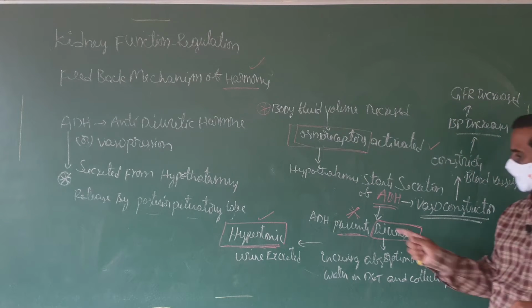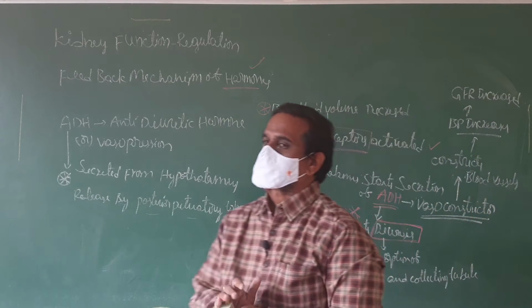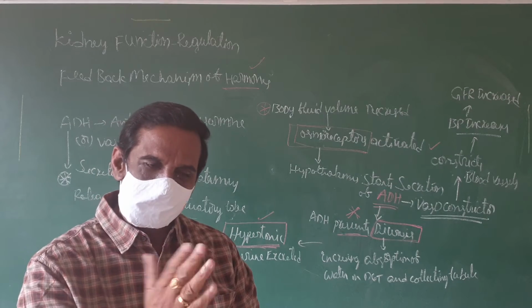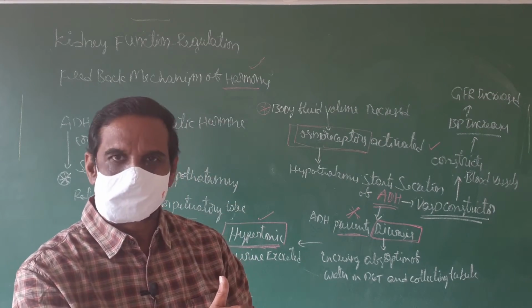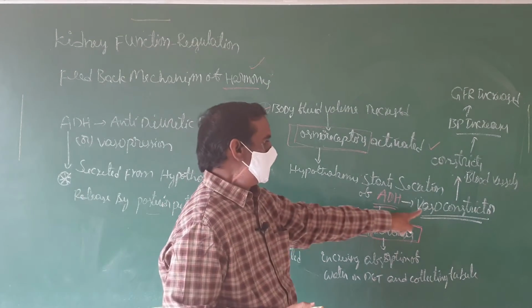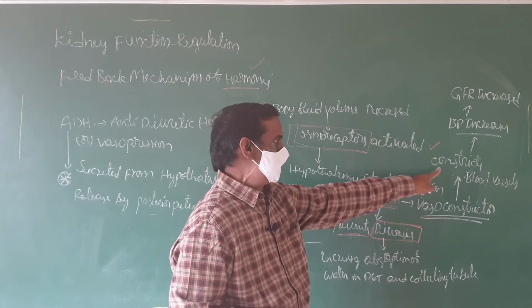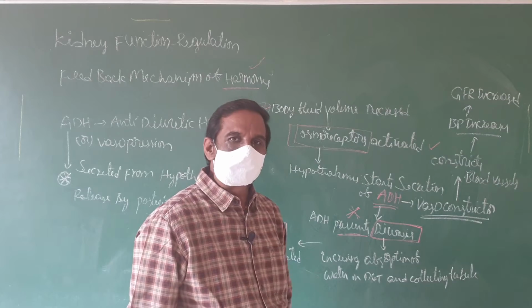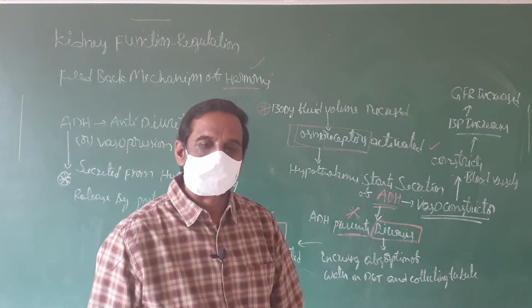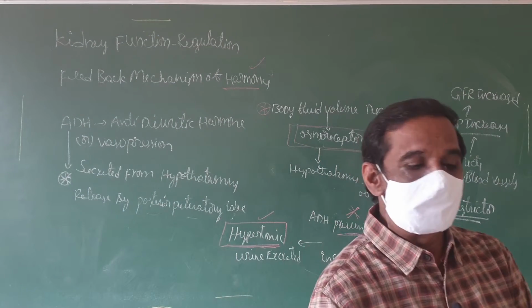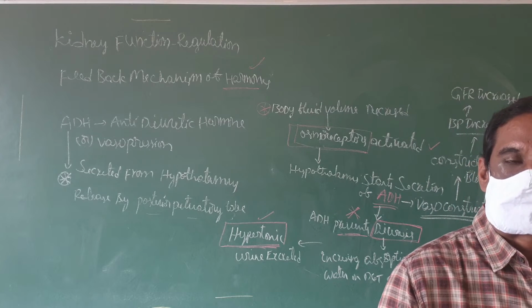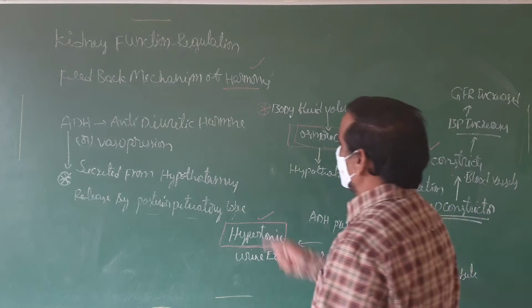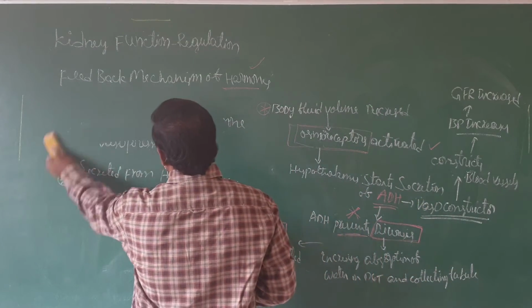This is another step. ADH plays two important roles. ADH prevents diuresis. As a result, hypertonic urine will be excreted. ADH is a vasoconstrictor. What is a vasoconstrictor? It constricts the blood vessels. As a result, BP will be increased. When BP is increased, GFR also increases. This is about ADH, or antidiuretic hormone. This is the first mechanism by the hypothalamus for osmoregulation.